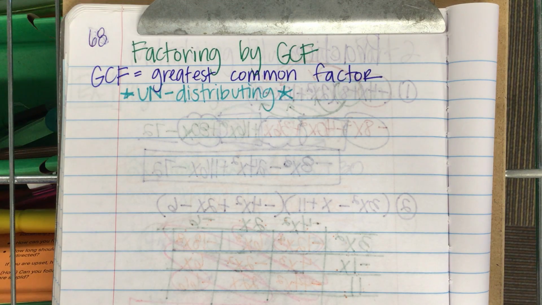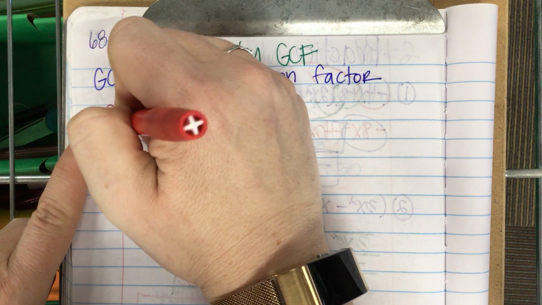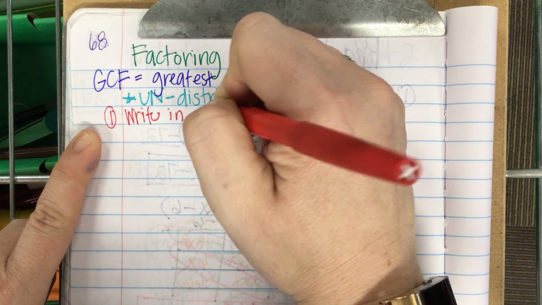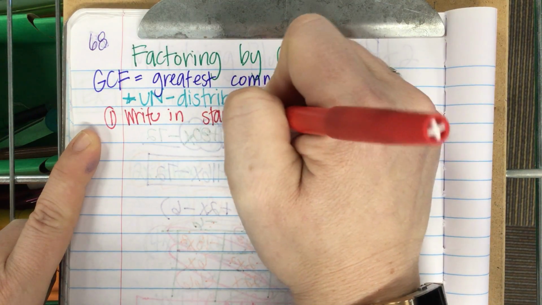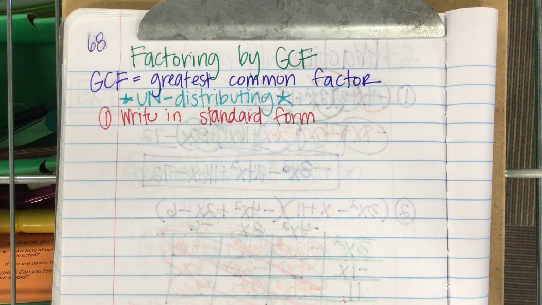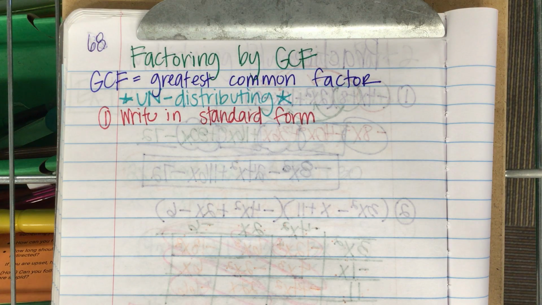So when we factor these, there are a few things that we need to make sure of before we even start. The first thing we need to make sure of before we even start is to write in standard form. It could already be in standard form, and that's fine, but it might not be. So we need to rewrite, if necessary, in standard form. You need to make sure that that polynomial is written in standard form.